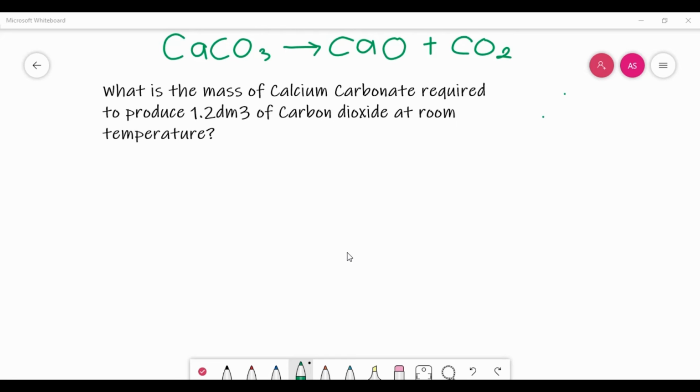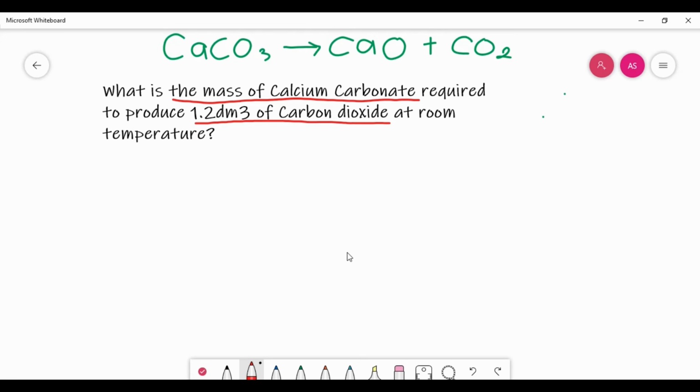So now we are going to look at the second example. So the question gives us again chemical equation, and it asks us to find the mass of calcium carbonate. The mass of calcium carbonate required to produce 1.2 dm³ of carbon dioxide at room temperature. So, we know that the question gives us volume and it asks us to find the mass.